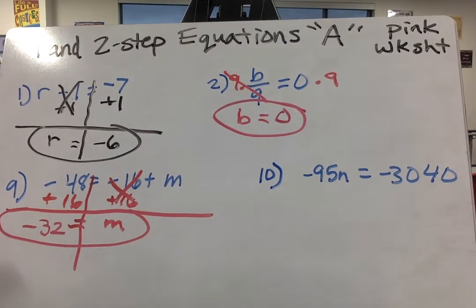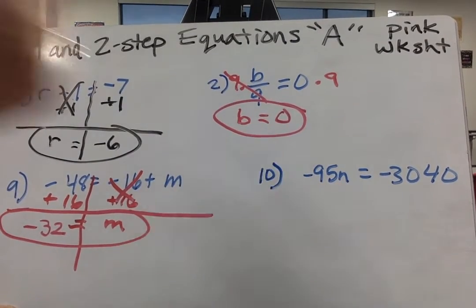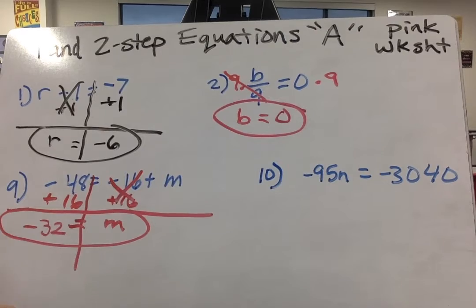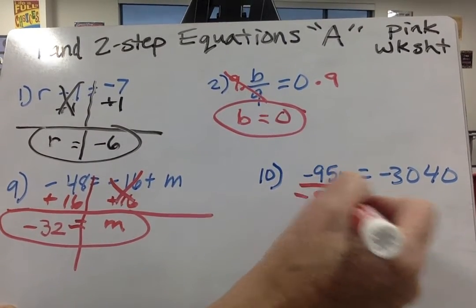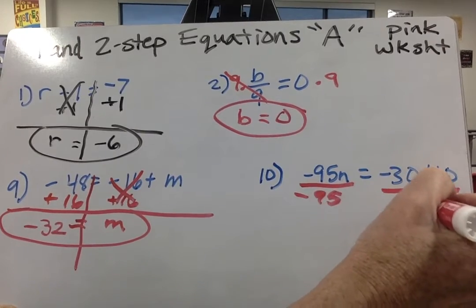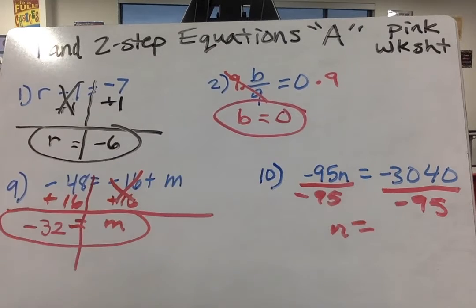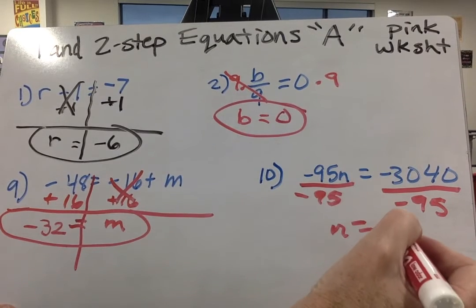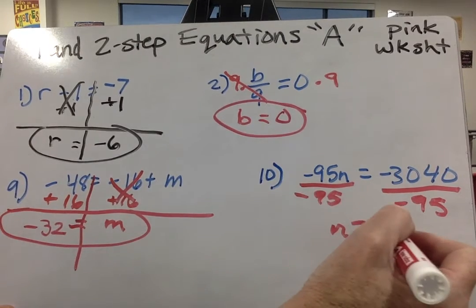Okay, next we go on to number 10. This is -95 times n equals -3040. We do the inverse operation, and that's divide by -95. So don't think it's addition. Okay, we use our handy-dandy calculator. Negative divided by negative is positive. And n equals what? 32.